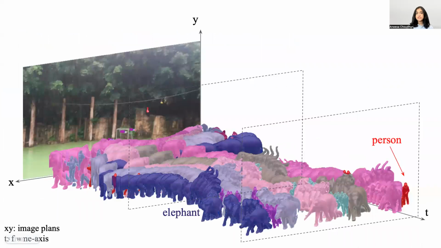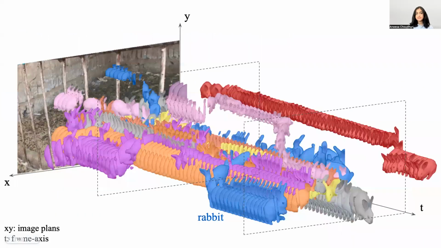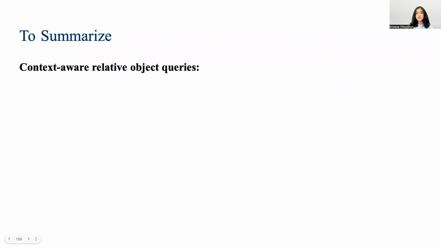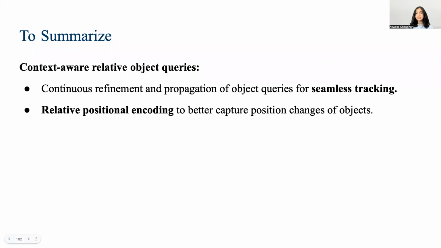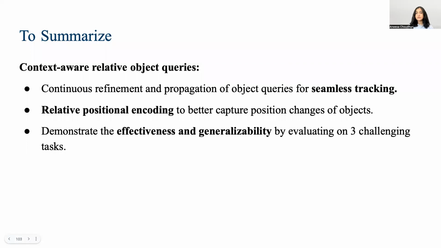Visualizing entire videos shows the consistency of object identities. To summarize, in this work, we introduce context-aware relative object queries, which are continuously refined every frame and propagated across video frames seamlessly. The relative positional encodings better capture position changes of objects. Our approach is general and effective. It reaches or surpasses the current state of the art on three challenging video segmentation tasks.